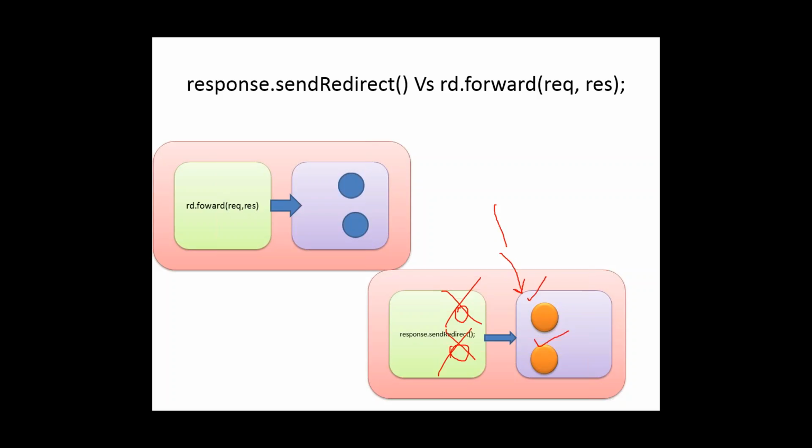For each fresh request, or each new request, the container creates a request and response object. Is the difference between rd.forward and response.sendRedirect clear?